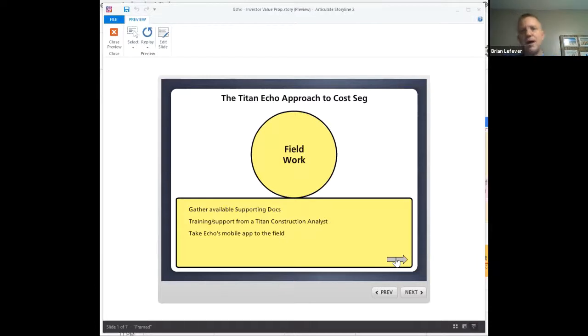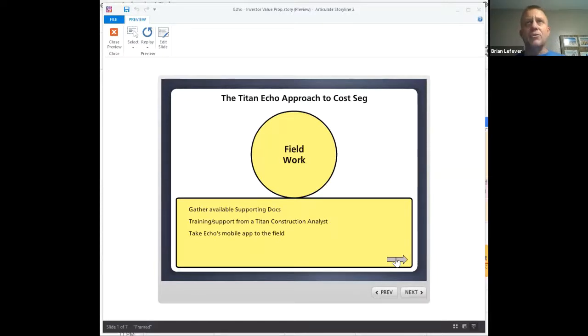So we built an app, a desktop app, to do the heavy lifting. We also built a mobile app. The mobile app was designed to use a tablet like an iPad. Take it to the field. You're going to get pictures and measurements. You don't need any experience in construction. We're going to guide you through what you need to capture.